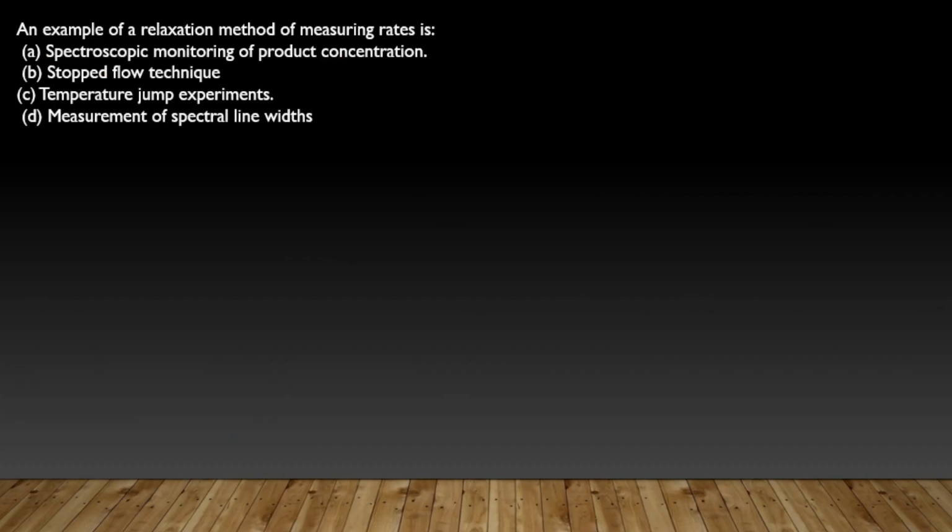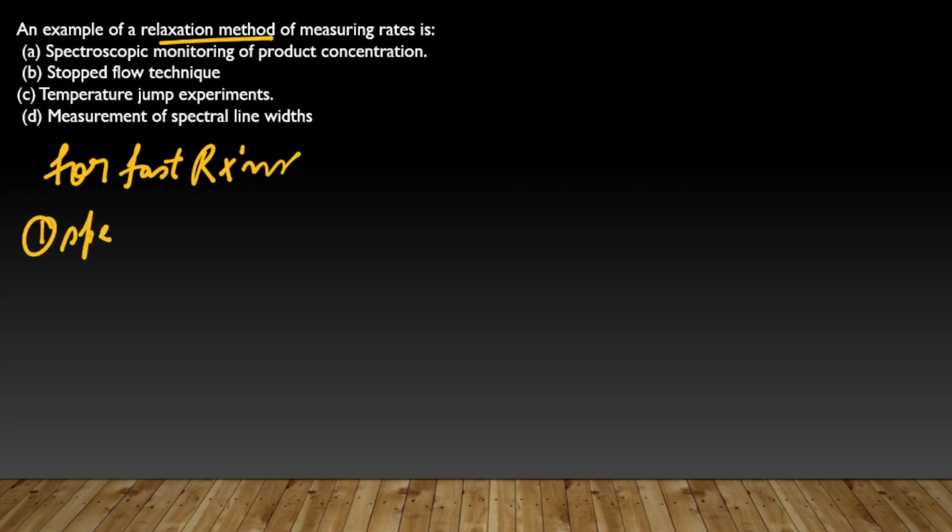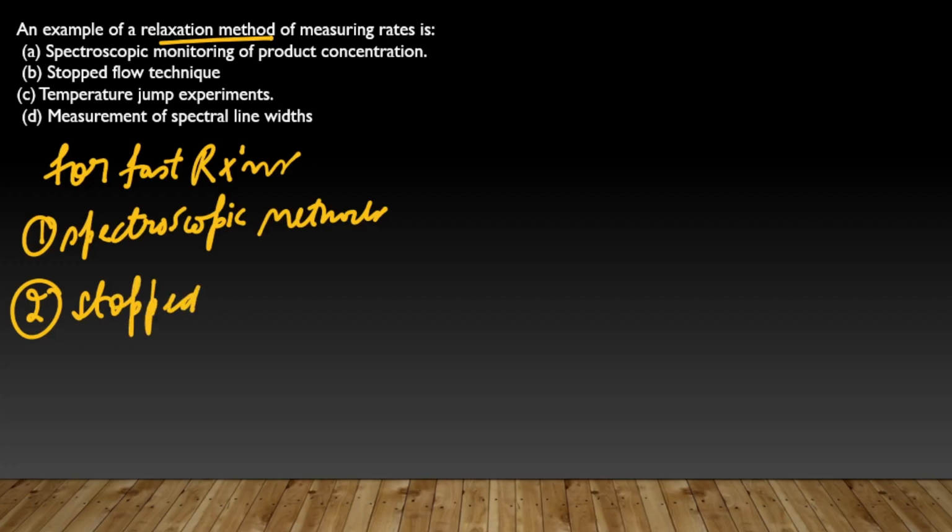It is an example of the relaxation method of measuring rates. These are actually for fast reactions. To study fast reactions, various methods are generally used. The first one is called the spectroscopic method. Spectroscopic methods are used. Next we have the stopped flow technique.